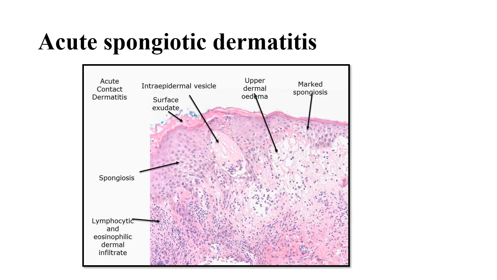Now this is a picture of acute spongiotic dermatitis. Here we can see the normal thickness epidermis with spongiosis. Lymphocytes, histiocytes and eosinophilic infiltrate is present around the superficial plexus. And in this picture we can see the intraepidermal vesicle also.